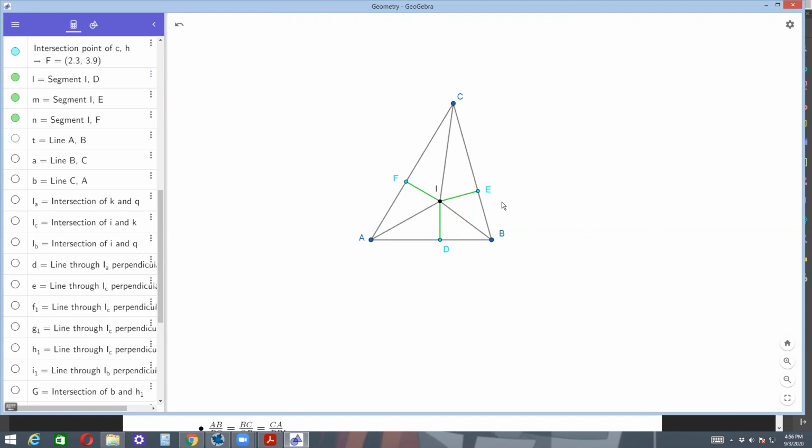Okay, so this is what I have. I know that IA is an angle bisector, so angle DAI is the same as FAI. And similarly, EBI is the same as DBI. Now, one thing to note here is that angle AFI is 90, I didn't put it in, and ADI is 90. So both of these are right angle triangles. One way to prove congruency for right angle triangles is to prove they have the same hypotenuse and a corresponding side is the same length.